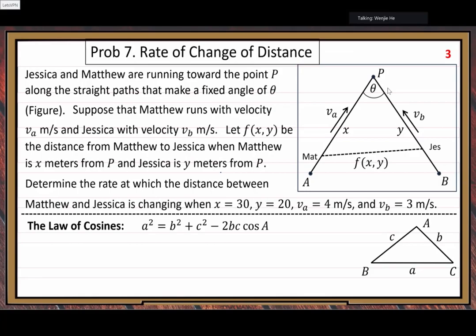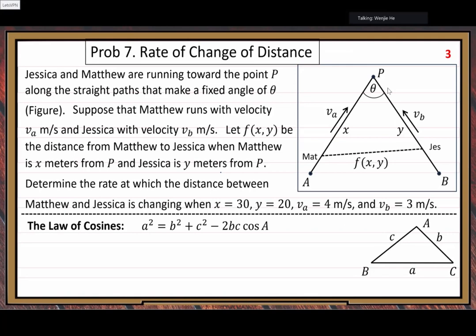A squared equals b squared plus c squared minus 2bc times cosine of angle A. That's the law of cosines.